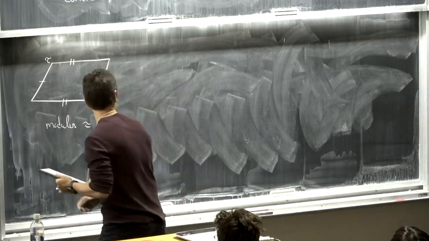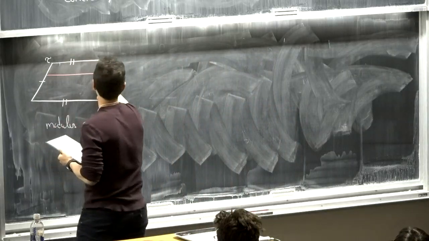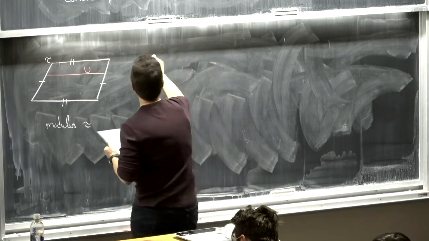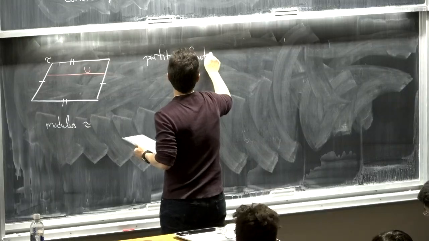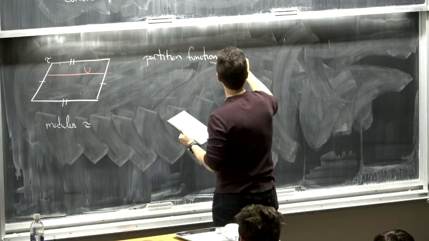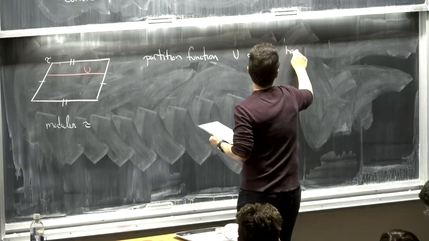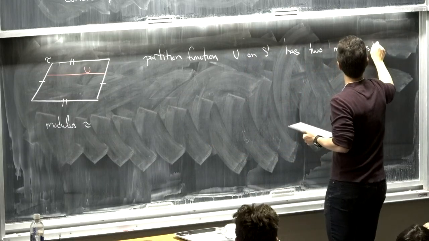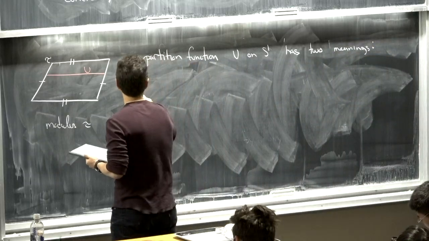And we will consider having u inserted here. So here's u. The partition function on this configuration with the insertion of u has two interpretations. Meaning number 1, star sub 1.